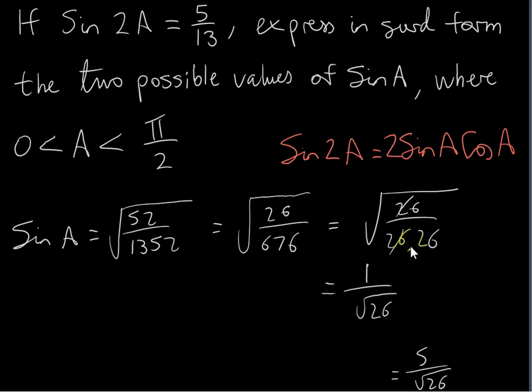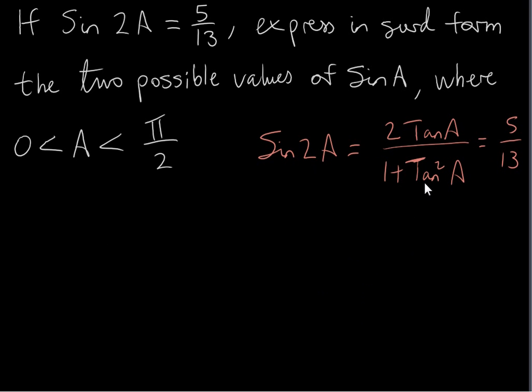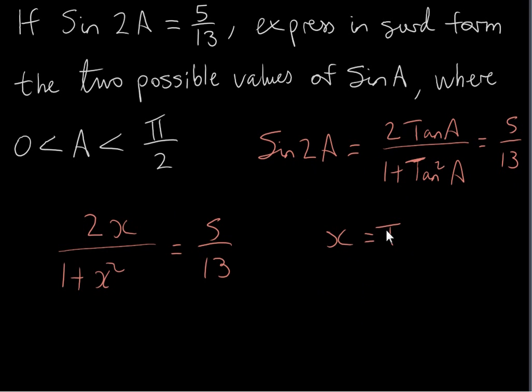Now I could have done this question another way by considering the other double angle identity for sine 2a. This way is actually easier. Sine 2a is 2 tan a over 1 plus tan squared a. You can just look this up, set it equal to 5/13 and solve for tan a. And once you know what tan a is, you can find sine of a. Now to make this easier to read, I'll just call tan a x. So we have 2x over 1 plus x squared equals 5/13. x equals tan of a.